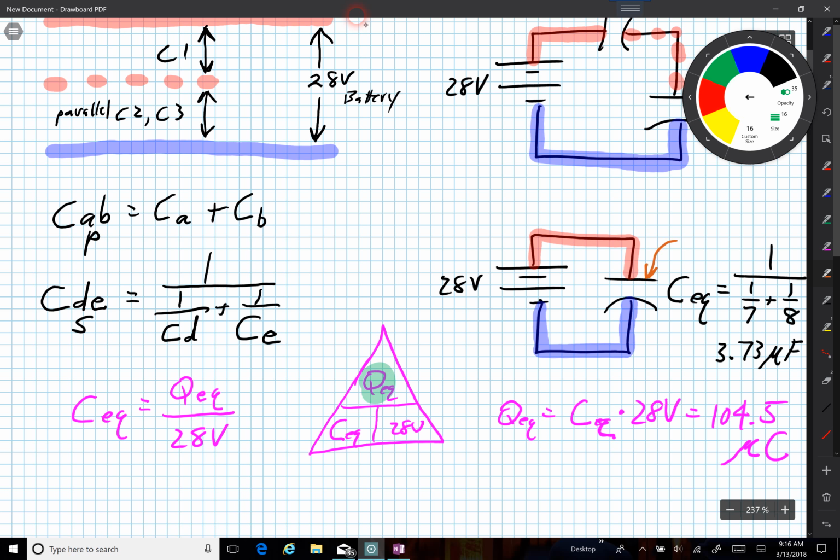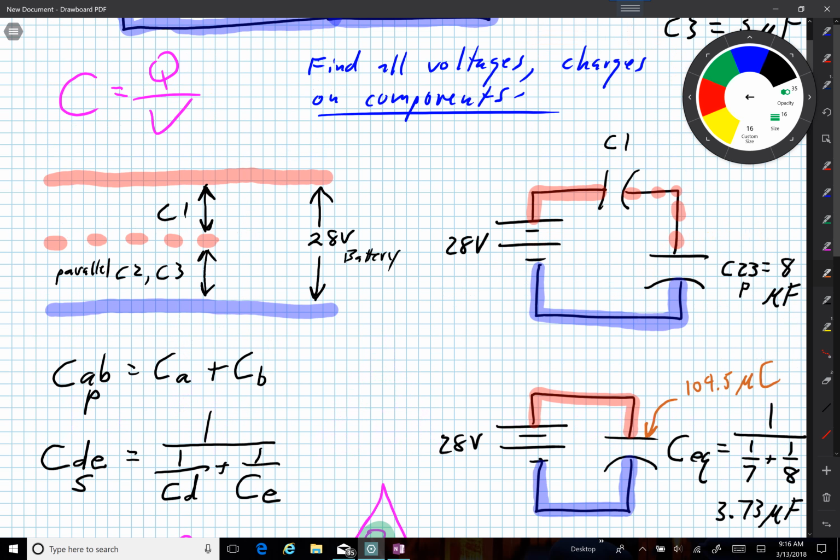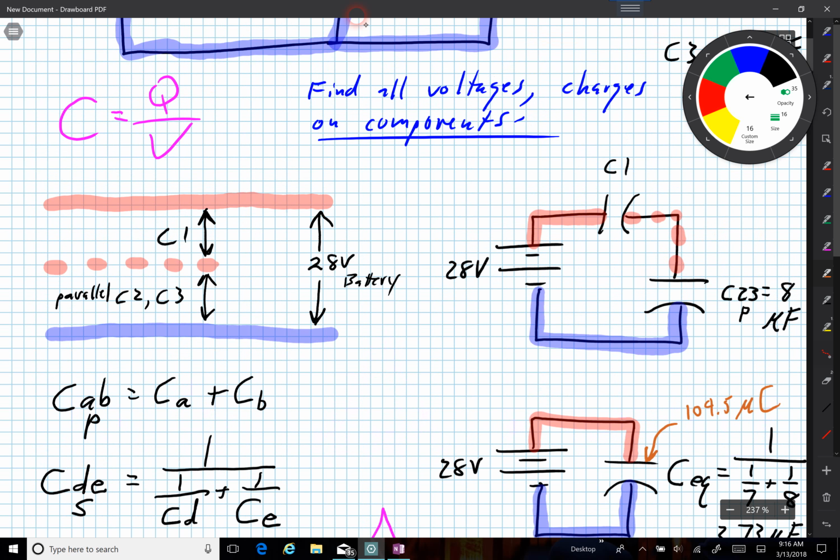So that means on this plate is 104.5 microcoulombs of charge. And so I've got my first calculation of something that I needed. Remember, to solve the circuit means I have to find all the voltages and the charges. Well, I just found some charge. I found the charge on this equivalent capacitor.